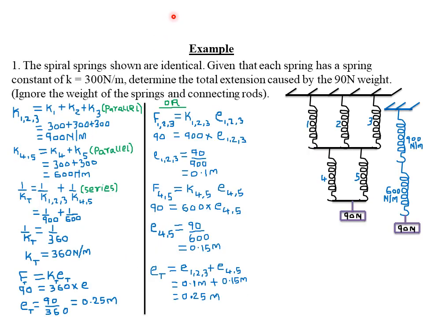So next we look at an example of how to find the effective or the total spring constant of springs arranged in parallel and in series. The question reads that the spiral springs shown are identical. Remember, whenever springs are identical, it means their spring constant is exactly the same.